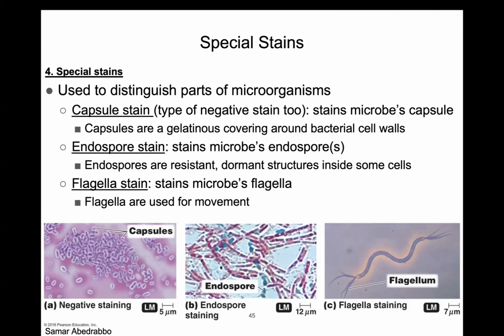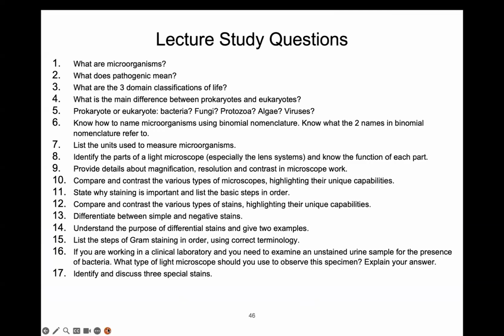So that's a lot at this level in the course, but what I want you to know is capsule stain stains something in bacteria called a capsule. Endospore stain stains endospores, and flagella stain stains flagella. And then in future lessons about cells, you'll learn about what a capsule is, endospore is, or flagella is, but there's special stains to stain them.